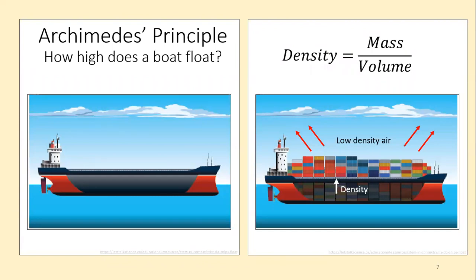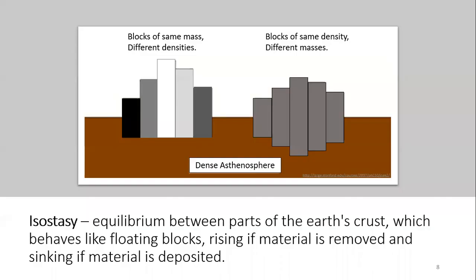Mathematically, we can use the density formula to prove this point. For example, if we increase mass, then the density must increase. Conversely, when mass is decreased, then density must decrease. Isostasy. An extension of Archimedes' principle is the concept of isostasy, which is derived from Greek meaning same standing. Isostasy is the equilibrium that exists between parts of the Earth's crust, which behave like floating blocks or columns, rising if material is removed and sinking if material is deposited.